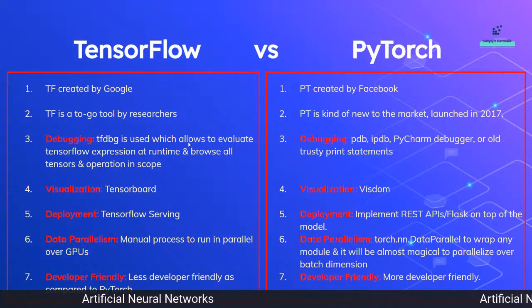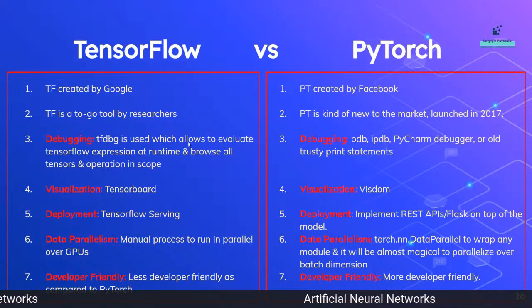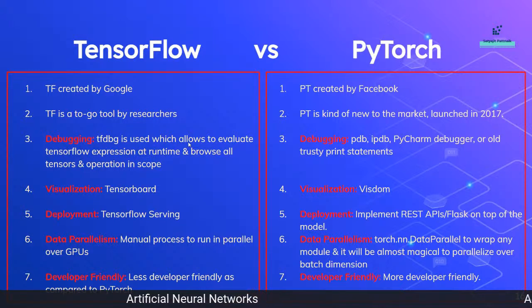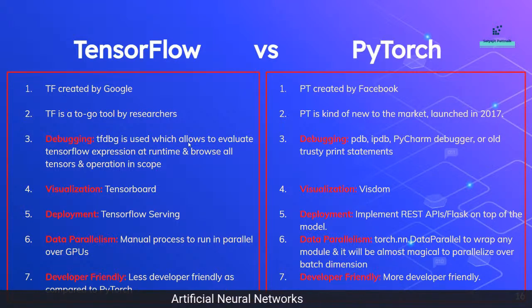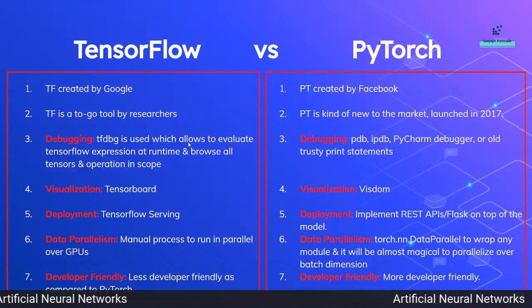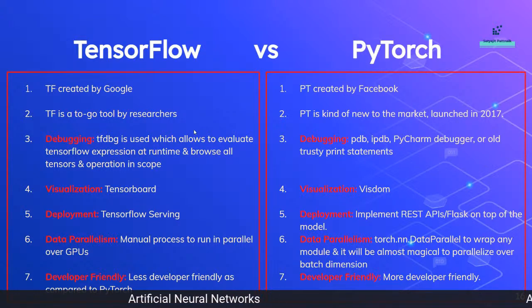Data parallelism: it's a manual process to run in parallel over GPUs in the case of TensorFlow. In the case of PyTorch, we have torch.nn.DataParallel to wrap any model, and it will almost magically parallelize over the batch dimension. So for data parallelism, PyTorch can be a clear winner. Developer friendly: TensorFlow is less developer friendly as compared to PyTorch because of multiple reasons.